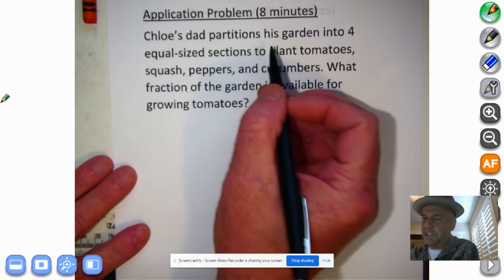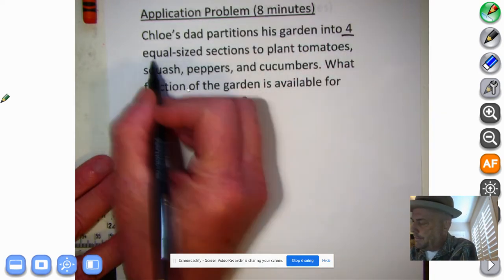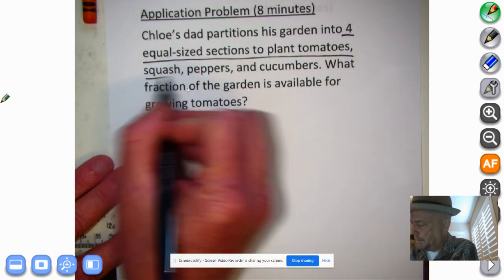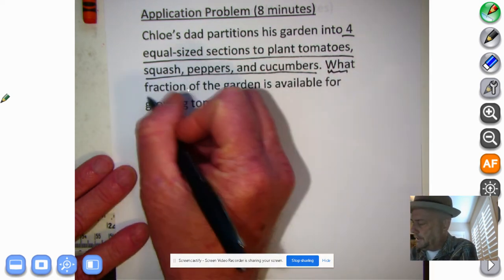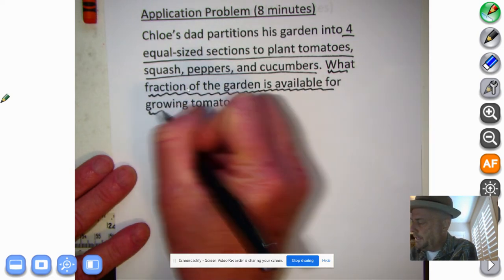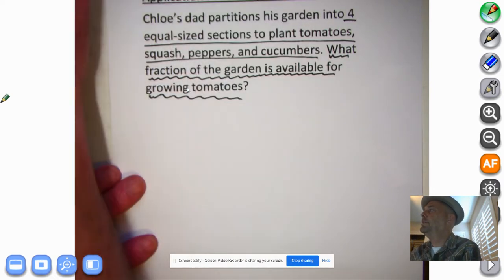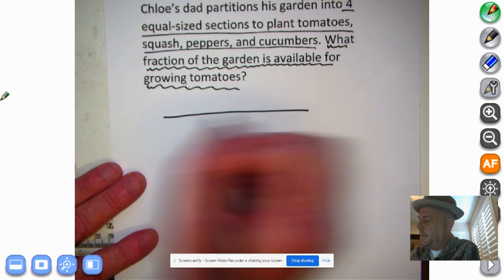Chloe's dad partitions, or sets apart, his garden into 4 equal-sized sections to plant tomatoes, squash, peppers, and cucumbers. What fraction of the garden is available for growing tomatoes? All right, well, let's take a look at this then. Let's take a look and see what's going on. Let's make his garden, Chloe's dad.